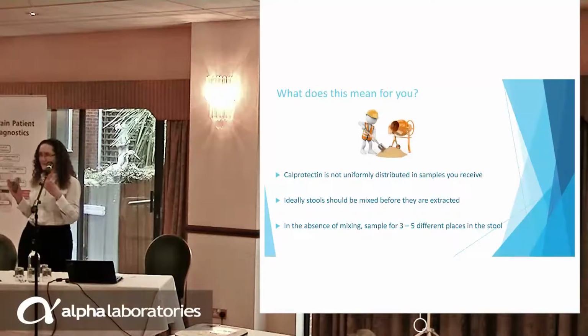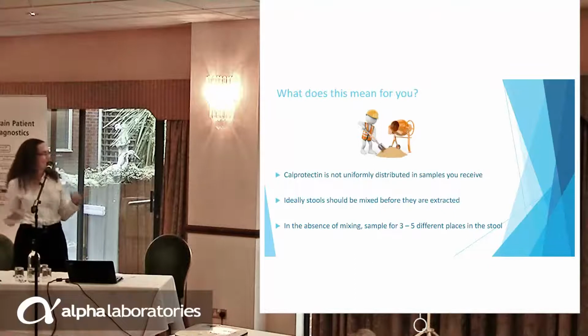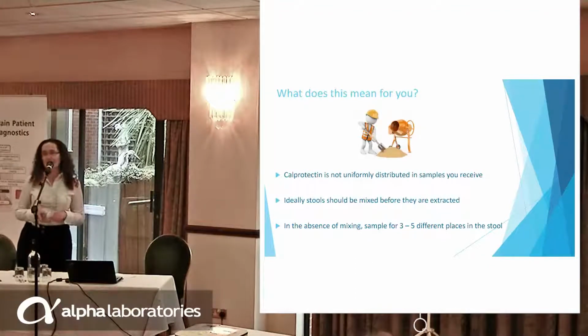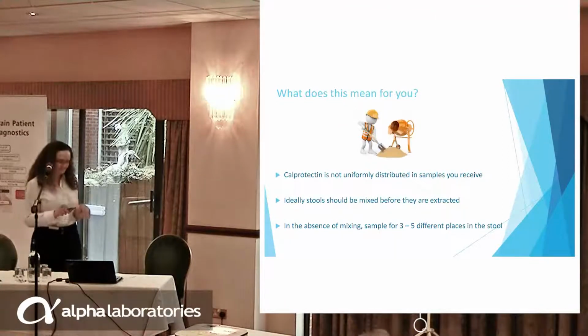In the absence of mixing, because in my experience biochemists think a stool sample is a microbiology test, which is probably where I come from, what you need to do is make sure that you sample from about 3 to 5 different places in the stool, just to increase the probability that you're actually going to pick up some of the calprotectin if it's there.